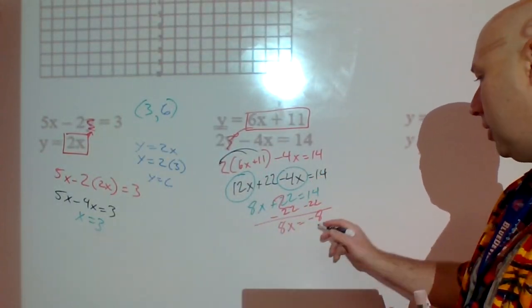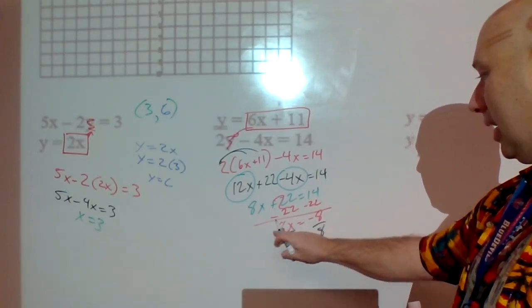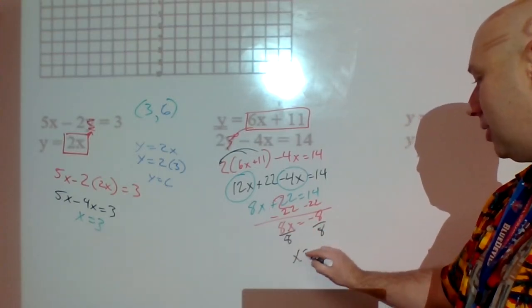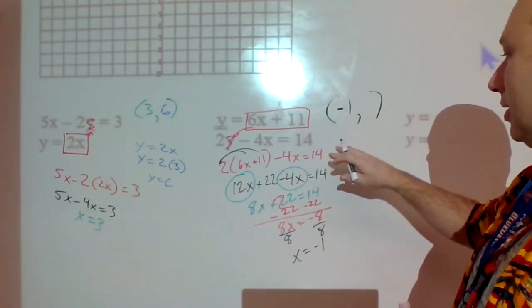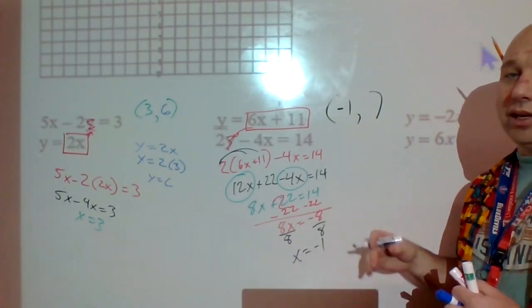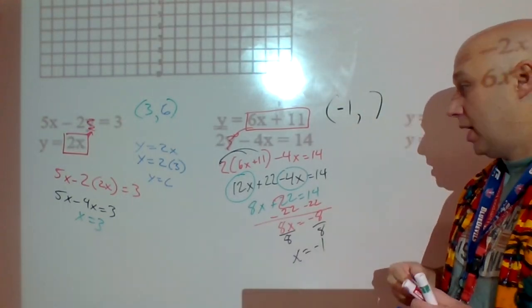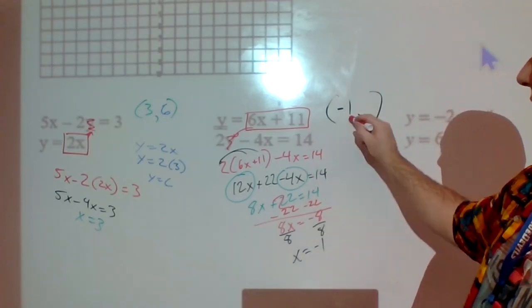Okay, and then we're ready to divide. 8 times x, opposite is divide, so we get x equals -1. So we know that half of the answer is -1. A lot of students in the past have stopped here. Don't stop here. You got to keep going. And in order to keep going for this one, we got to plug this -1 back in.